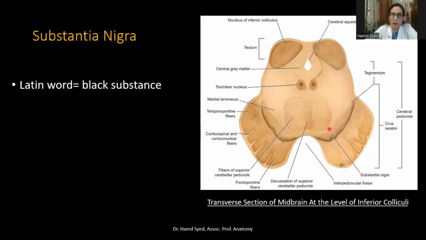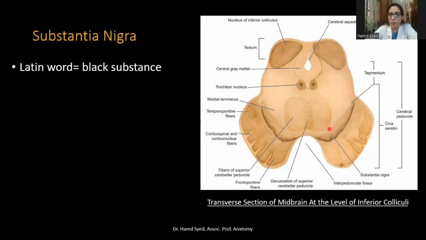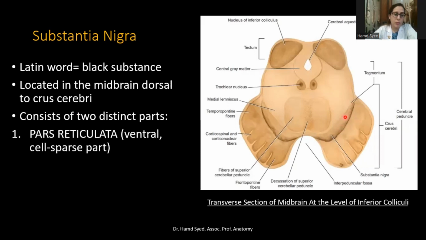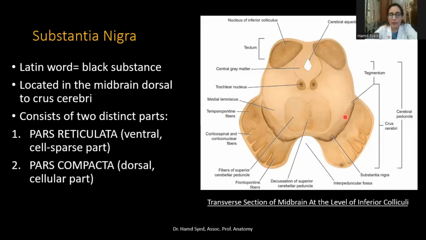So what is substantia nigra? The word nigrum is a Latin word meaning black substance because of the pigmented neurons over here which contain melanin. This is an area of nuclei which are present in the midbrain dorsal to the crus cerebri. So this here is the crus cerebri, and you can see dorsal to it or posterior to it is the substantia nigra. And it consists of further two distinct parts. One part is known as pars reticulata, which is the ventral part, which has less number of cells. And then there is the pars compacta, which is the dorsal part of substantia nigra, and it is highly cellular.